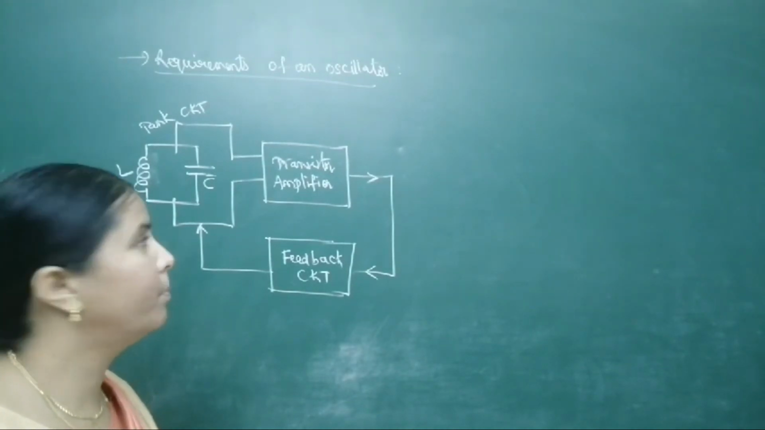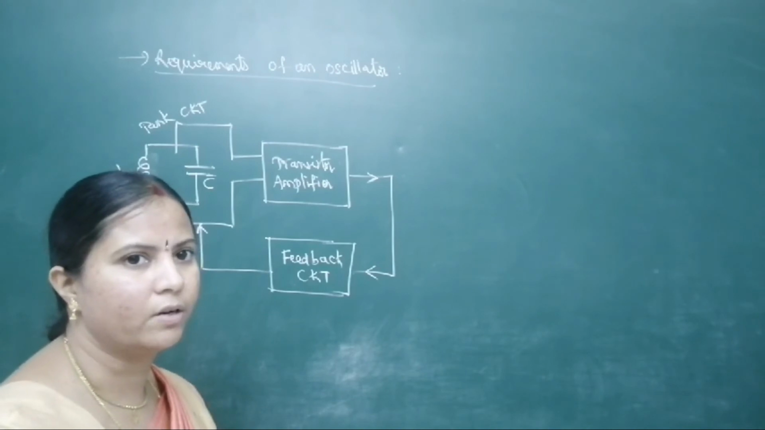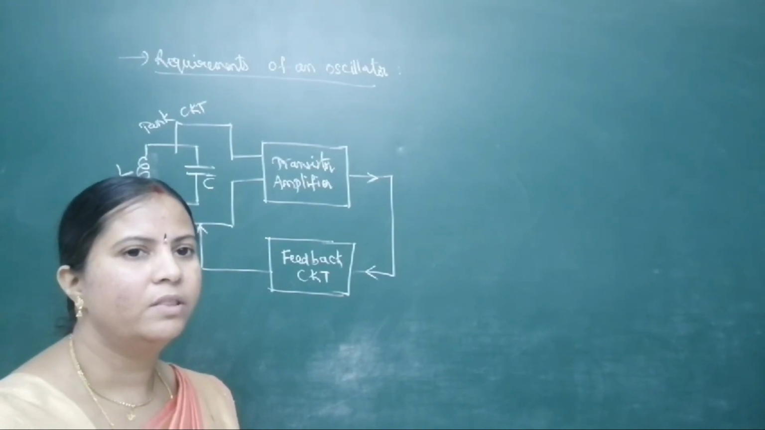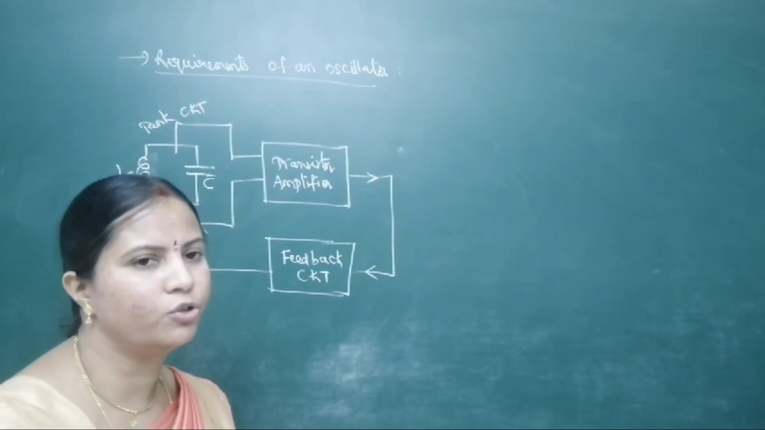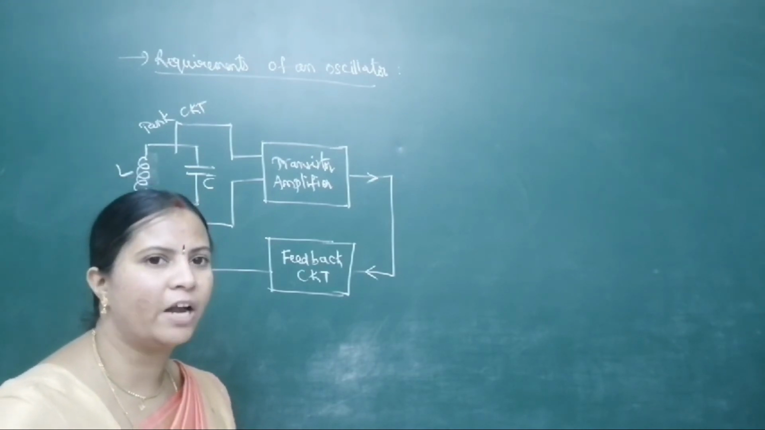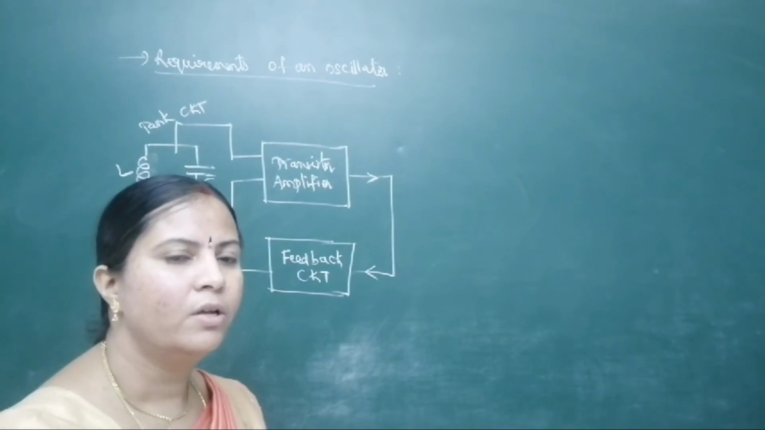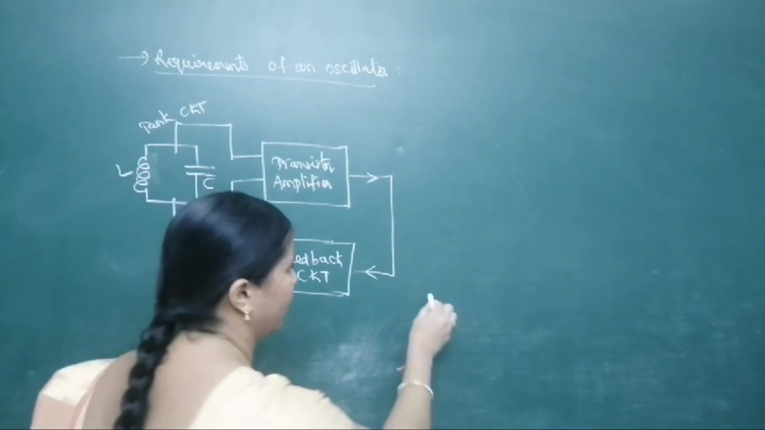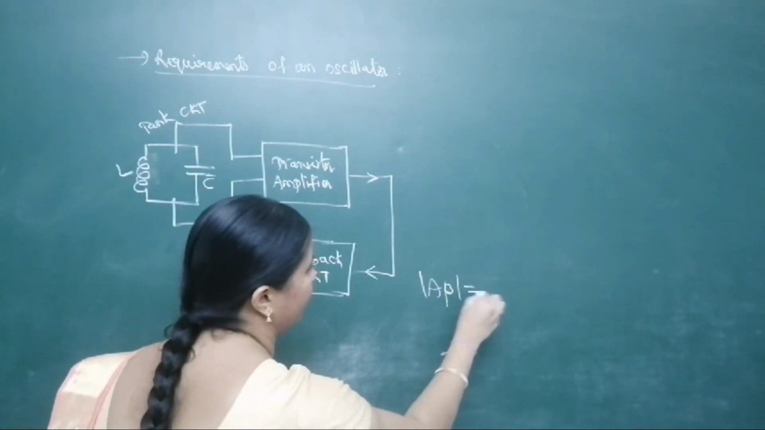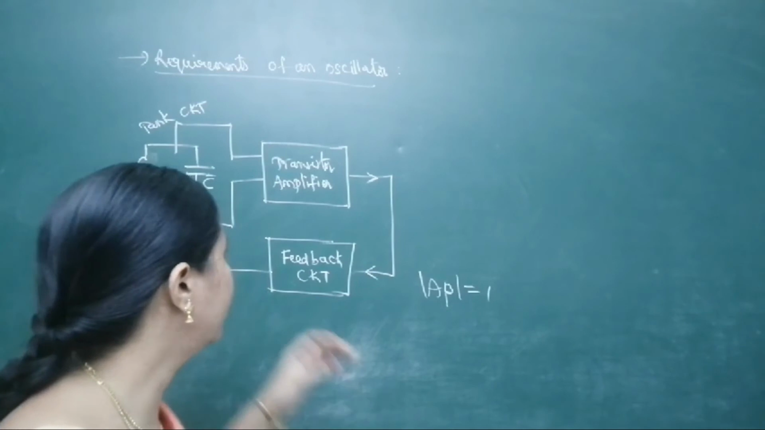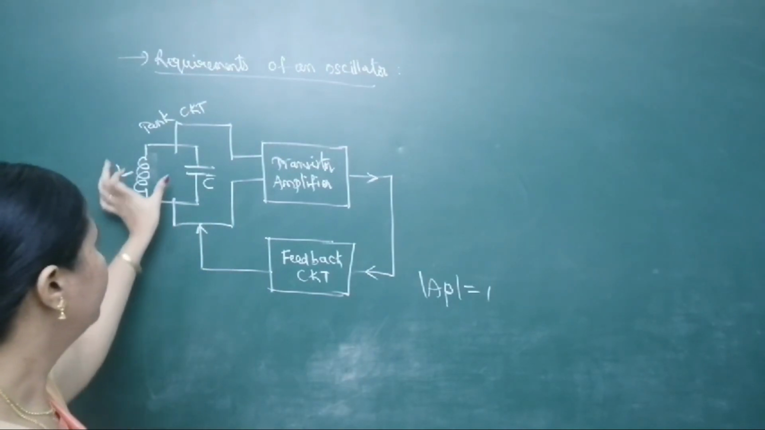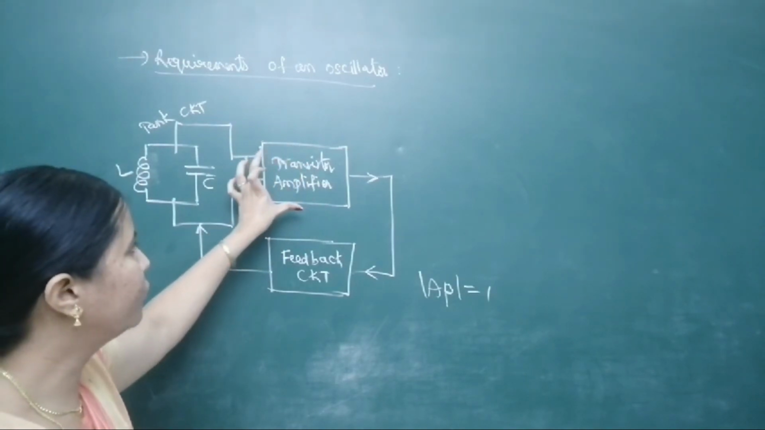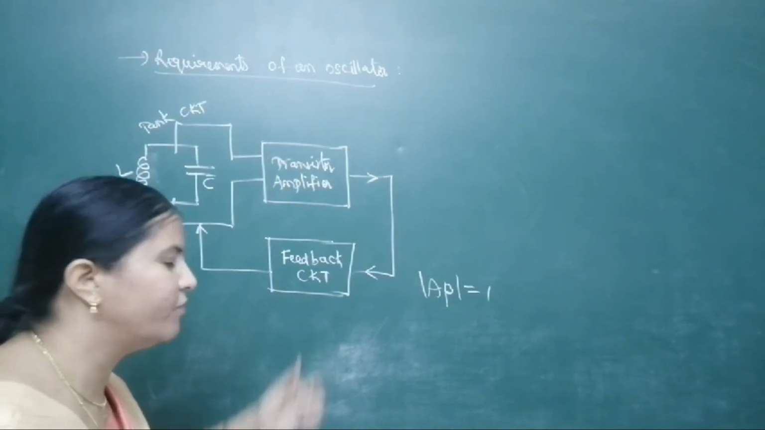Coming to the next topic, what are the requirements of an oscillator? What are the conditions for an oscillator? The transistor amplifier must be in positive feedback, the total phase shift around the loop is 360 degrees or 0 degrees, and the loop gain A beta equal to 1. These are the conditions. And what are the main requirements? We have to use a tank circuit, a transistor amplifier circuit, and one feedback circuit.